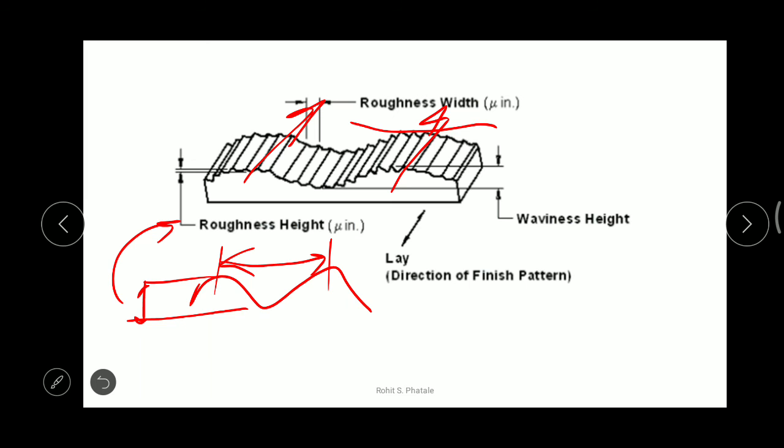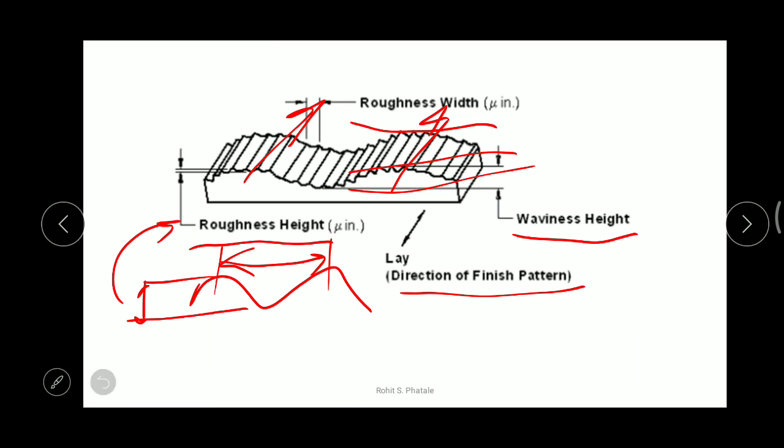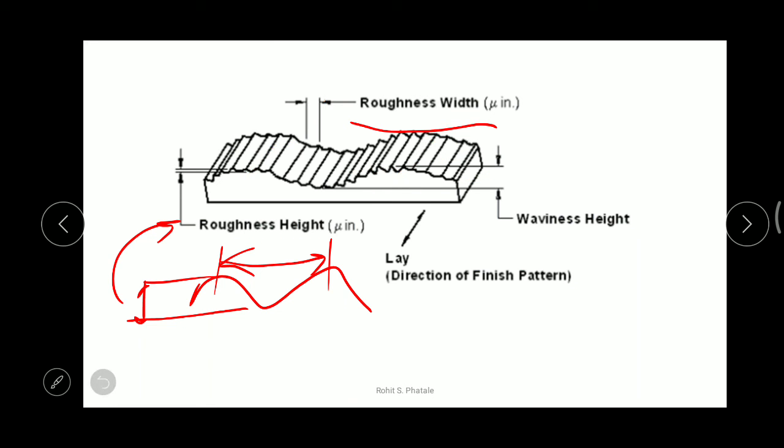So this is the direction of the surface finish pattern, and this is the waviness height. The complete height is the waviness height. This is the roughness height and this is the waviness height. So this is the difference in our waviness patterns.